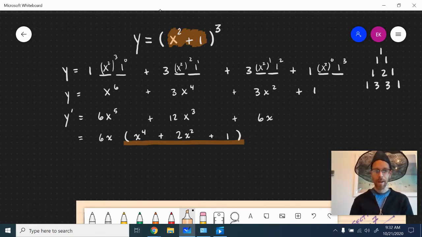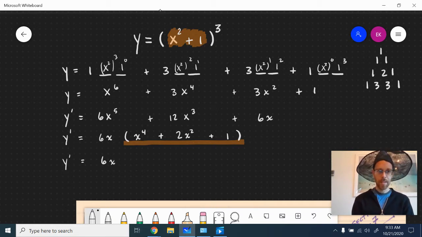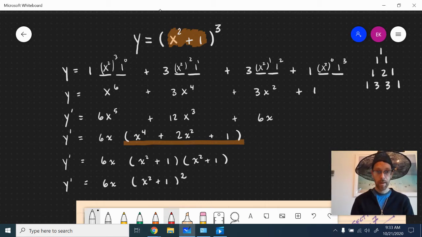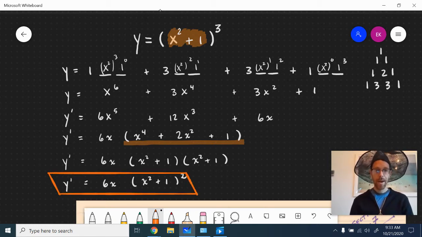Doesn't that factor as well? What would that factor to? So a result is 6x, x squared plus 1 times x squared plus 1, which we really should write as 6x, x squared plus 1 squared. So there is our final answer. Now, look at that. Oh, that was cool. It made a parallelogram.